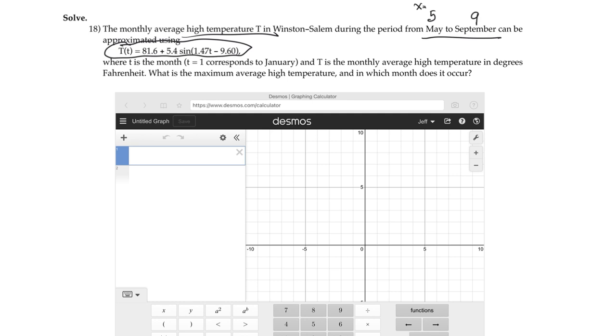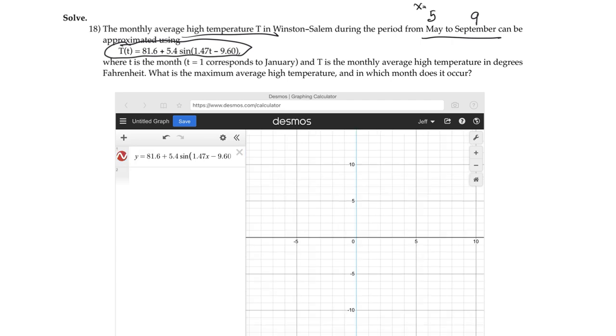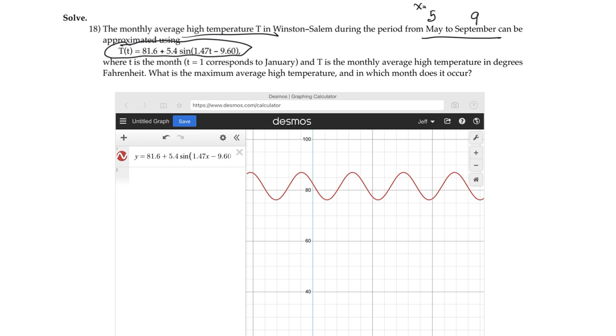Okay, so to begin with, I would graph this. Instead of using T of t, I would just use y. So y equals 81.6 plus 5.4 sine of 1.47, and instead of t, I'll use x minus 9.60. Okay, so there's the function. Right now I can't see it. It's nowhere on the graph, so maybe I'll zoom out and hopefully start seeing it somewhere. There it is, right there.